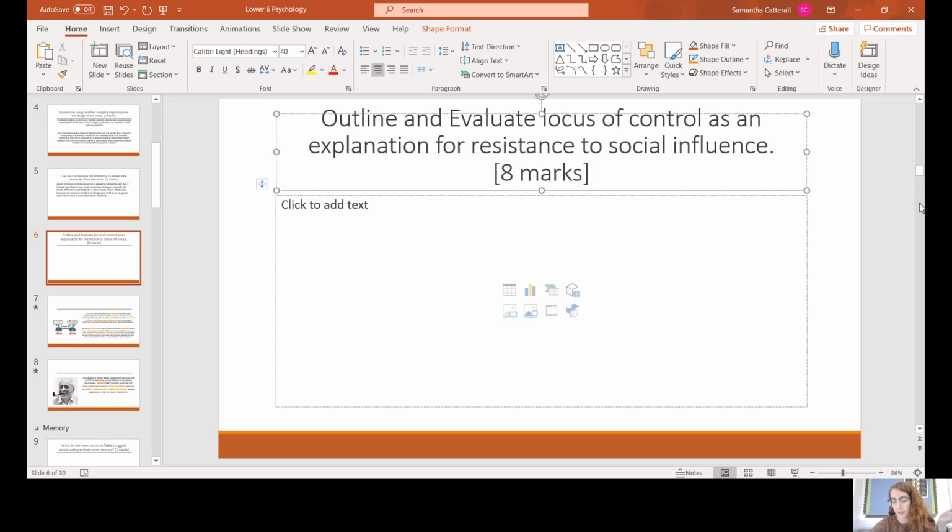So what that means is that you don't have to go into that much detail when you're describing it. And for evaluation, you probably only need 2 points, a strength and a weakness. So nice and easy to answer as long as you do that.